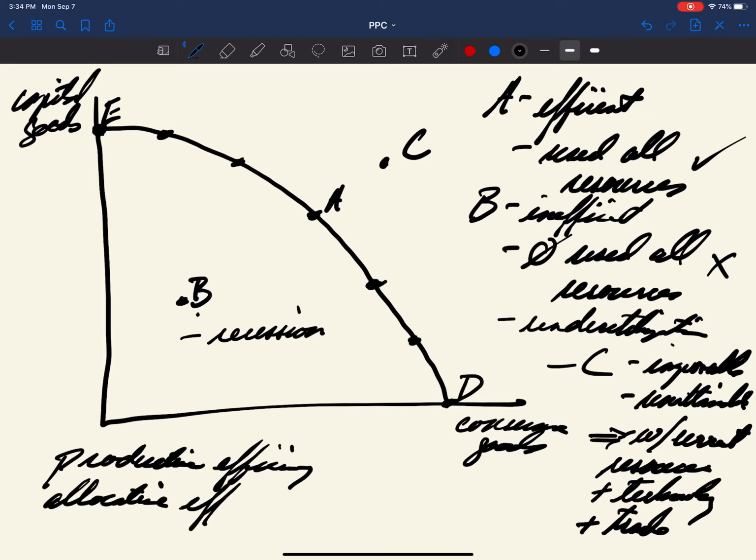Now, when we talk about productive efficiency, what does that mean? Well, point A here is productively efficient. Okay? So what we mean here for the PPC is that we've used all of our resources and therefore it's efficient.